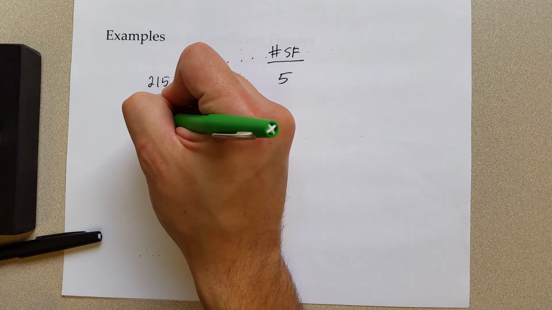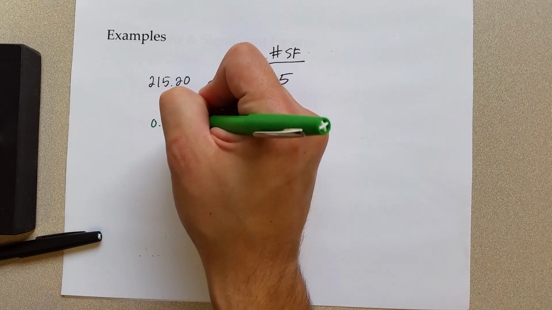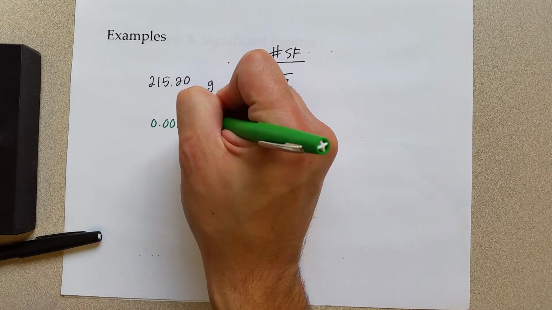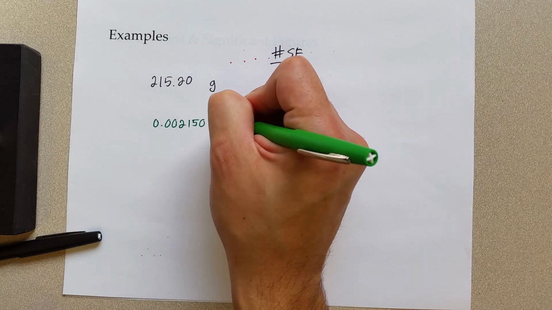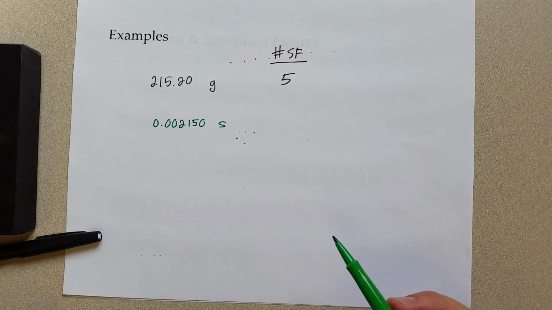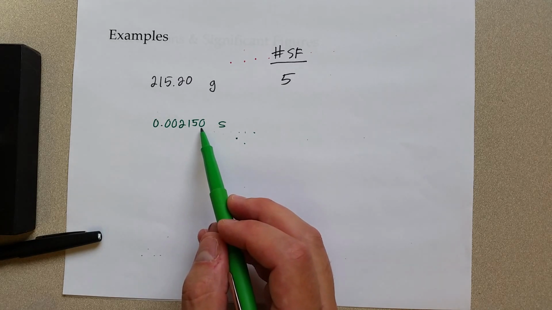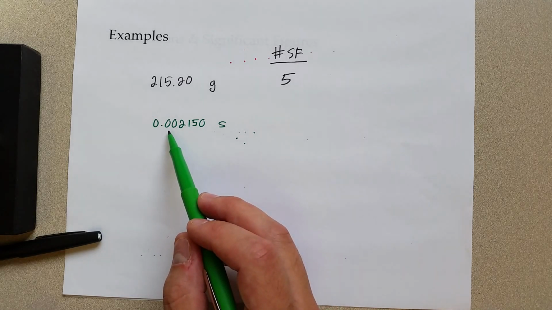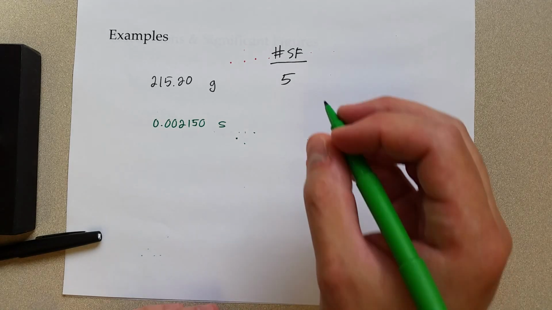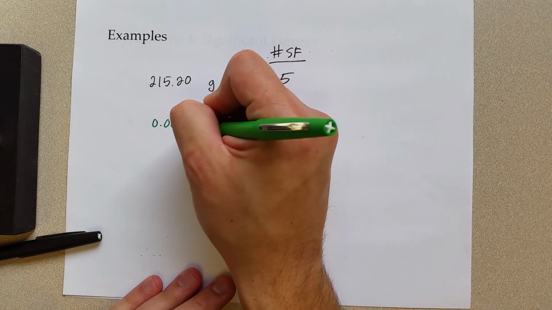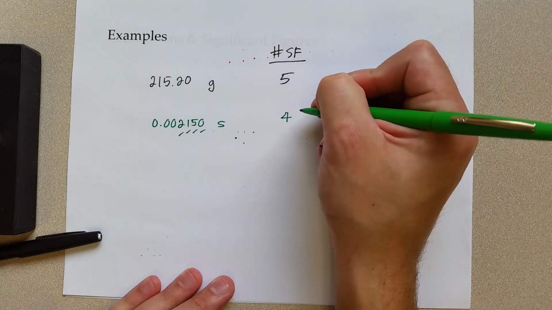What about a value like this, 0.00215 seconds? Okay. Well, we know those 215 are significant. That 0 at the end, excuse me, is not significant. The zeros at the beginning aren't. And so this is 1, 2, 3, 4 significant figures.